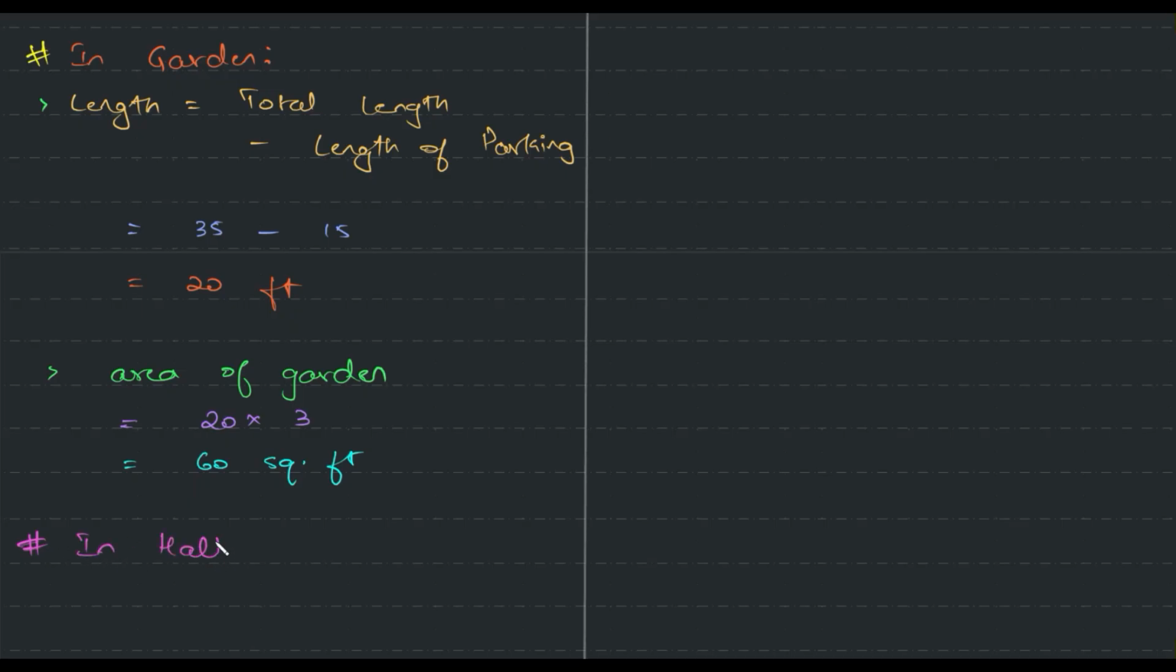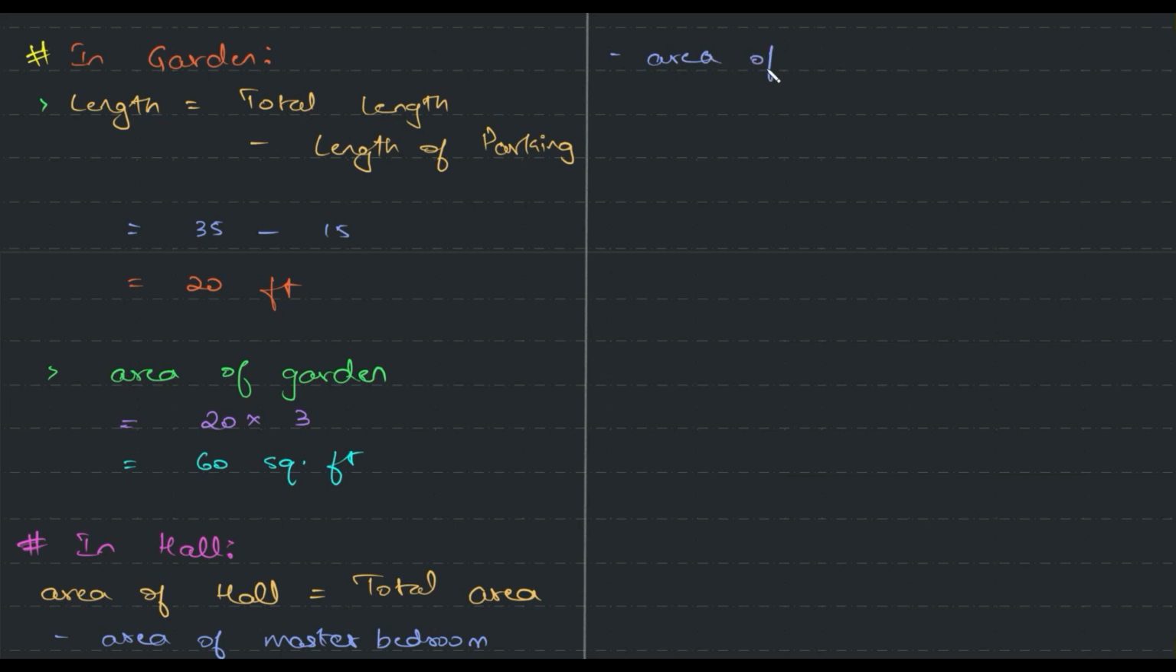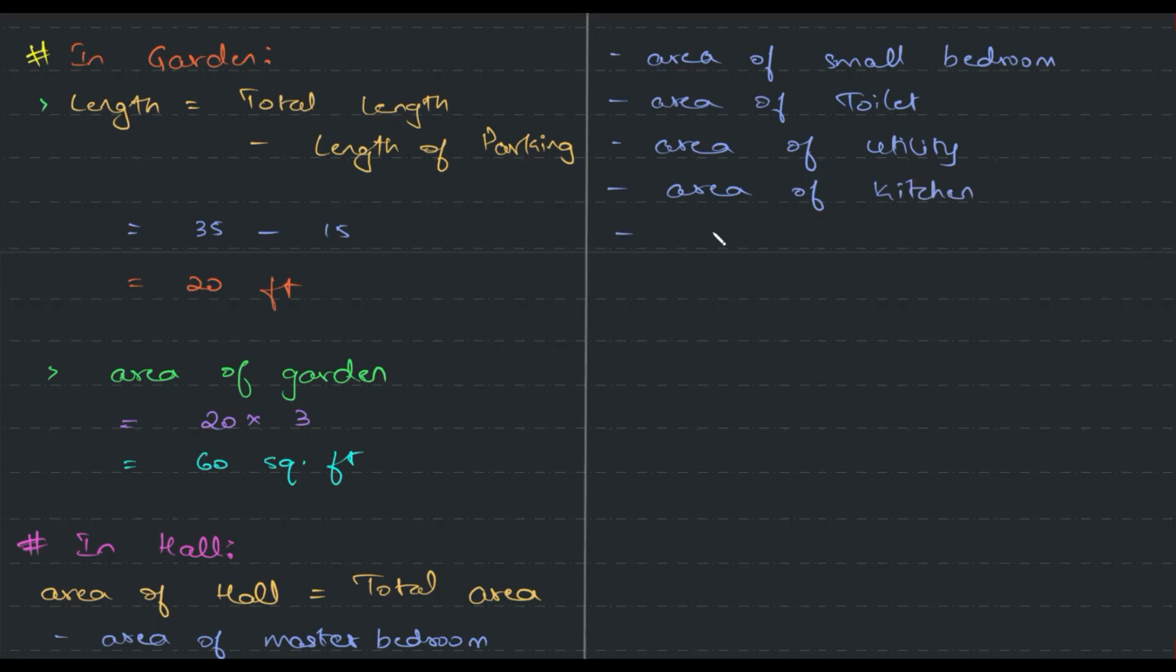We are in the hall. Area of hall is equal to total area minus area of master bedroom, minus area of small bedroom, minus area of toilet, minus area of utility, minus area of kitchen, minus area of parking. I think we have it all.